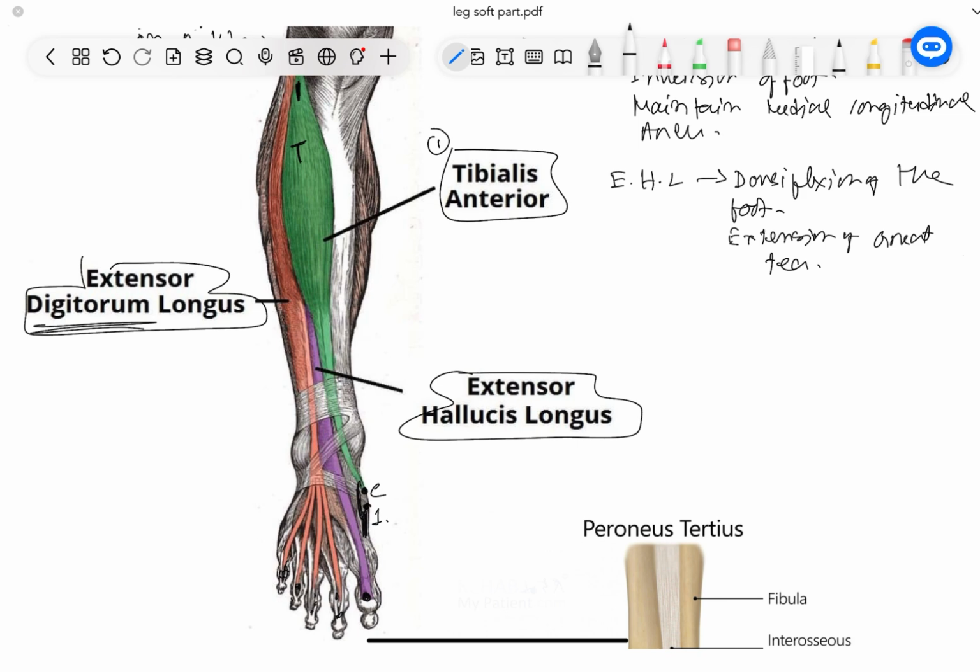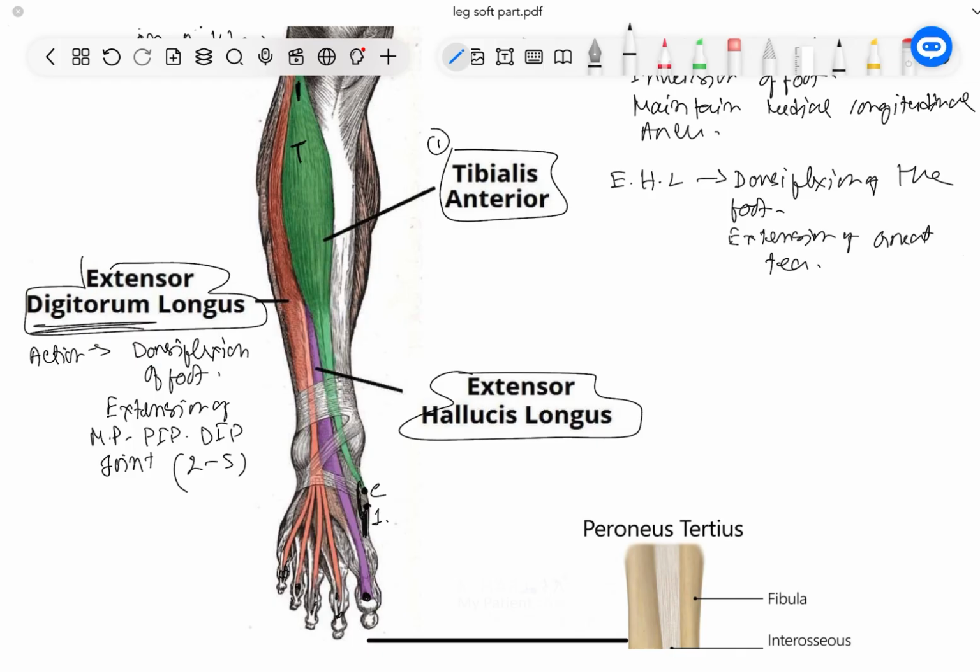Now, what will be the function of this extensor digitorum longus? Of course, its common action is that it helps to do dorsiflexion of the foot. Its specific action will be extension of the metatarsophalangeal, proximal interphalangeal and distal interphalangeal joints of toes 2 to 5, which you have to remember. That is all about the extensor digitorum longus.